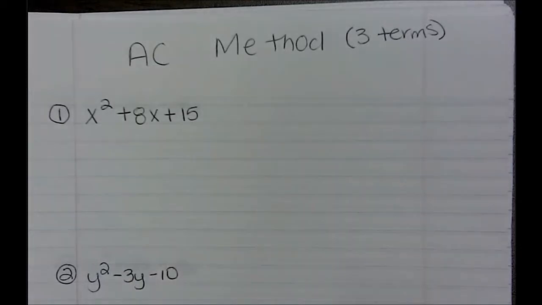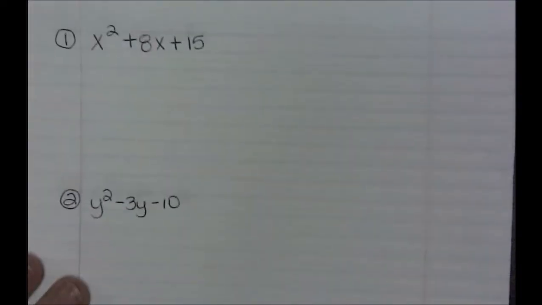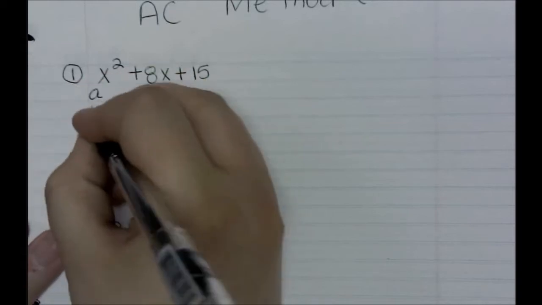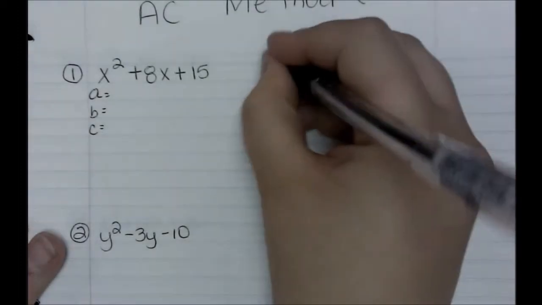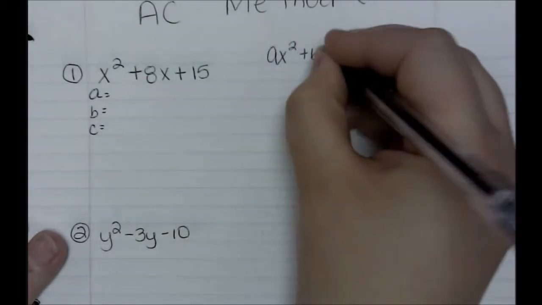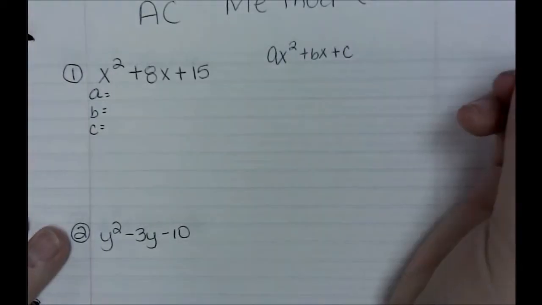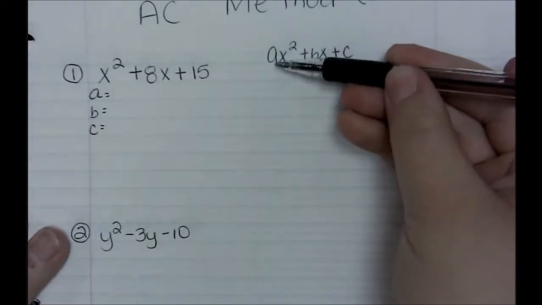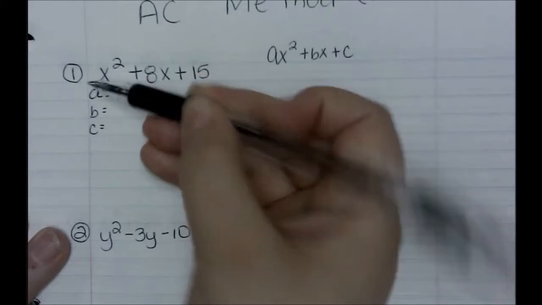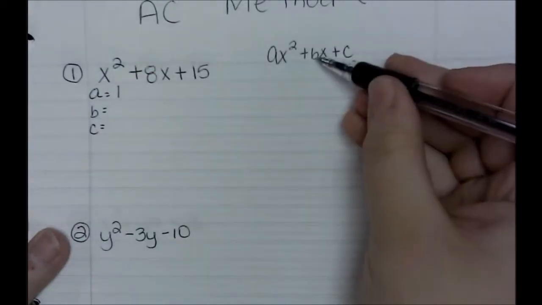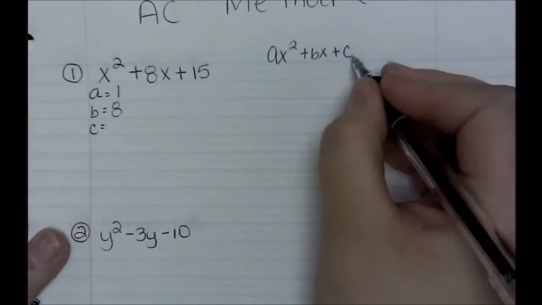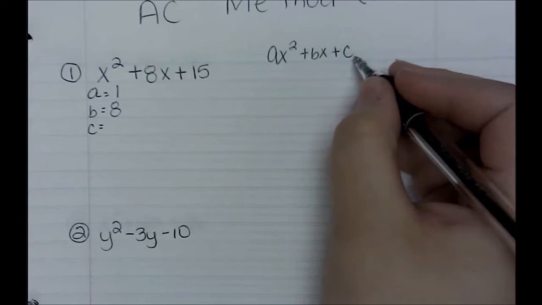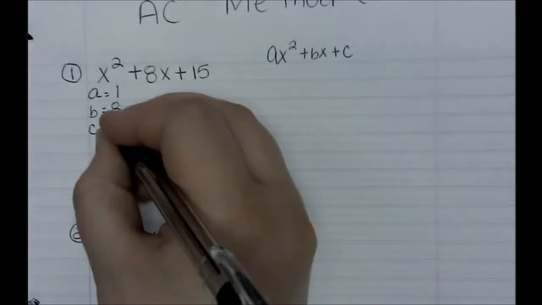So to start off on our AC method, the first thing I'm going to do is identify my A, my B, and my C. So we're going to use the formula ax squared plus bx plus c, where a is the number in front of your x squared, so in this case it's an understood 1. B is the number in front of x, in this case we have an 8. And c is the constant, the number by itself at the far right, which in this case is 15.